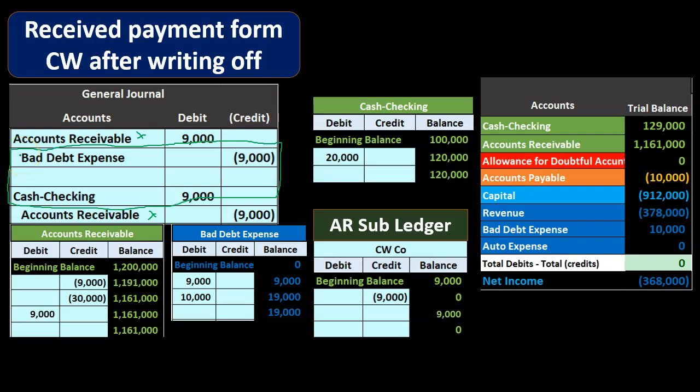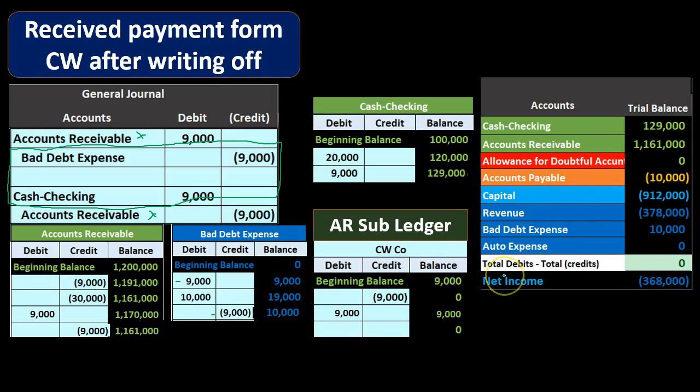So if we post this, then we're going to say accounts receivable is going to go back up by the 9,000 to this, and then we're going to say that the bad debt is going to go down. Here's the 9,000 here. We're now eliminating it, and that brings us to the 10,000 down from 19. And then we have the cash account, which is going to go from 120 up by the 9,000 to 129,000. And then we're going to have the second component, which is going to be this item here, the accounts receivable going down, bringing the 1,170,000 down by 9,000 to 1,161,000. That's where we're at now on the accounts receivable on the trial balance.